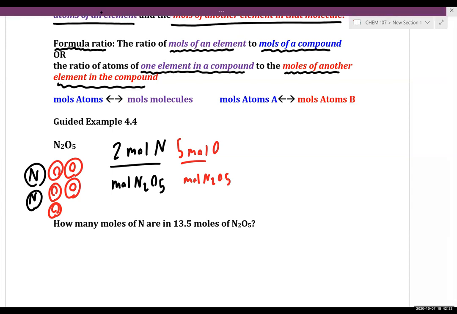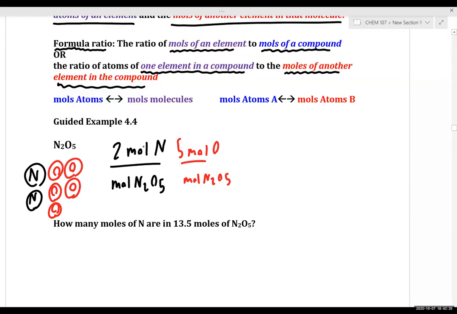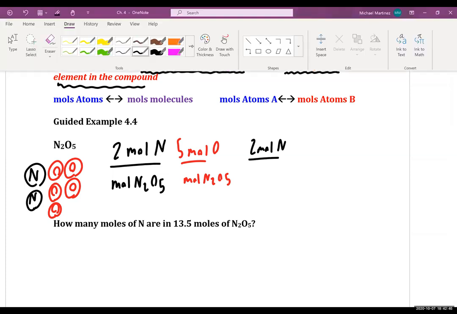Now, just like we can look at the ratio of moles of an atom to moles of a molecule, we can also, in turn, look at the ratio of the moles of one element to another. So we can also say that we have 2 moles of nitrogen per 5 moles of oxygen.